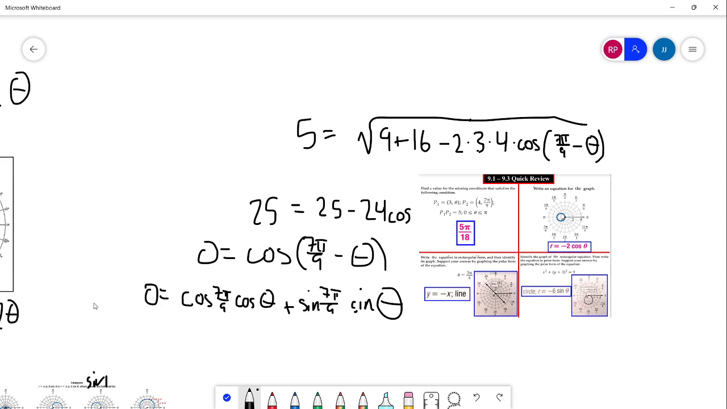Okay, so we get, and tell me if you get this, I got 0.643 sine theta and negative 0.766 cosine theta. Alright, do we get this? I don't have a calculator out, but that looks good.